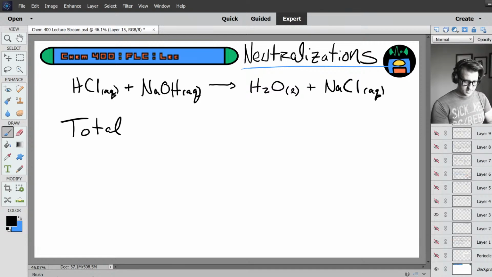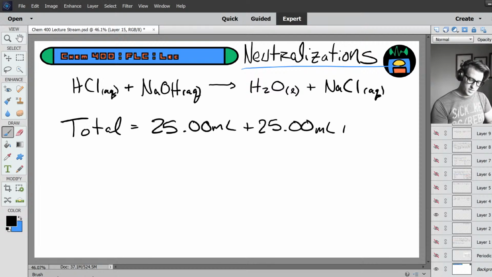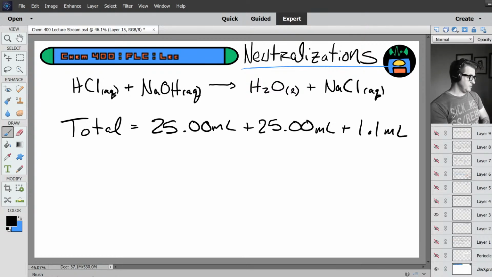because we take the volume of HCl, 25.00 mils, plus the volume of sodium hydroxide, 25.00 milliliters, plus the volume of the water that was made over the course of this reaction, 1.1 milliliters, and we add these all together.